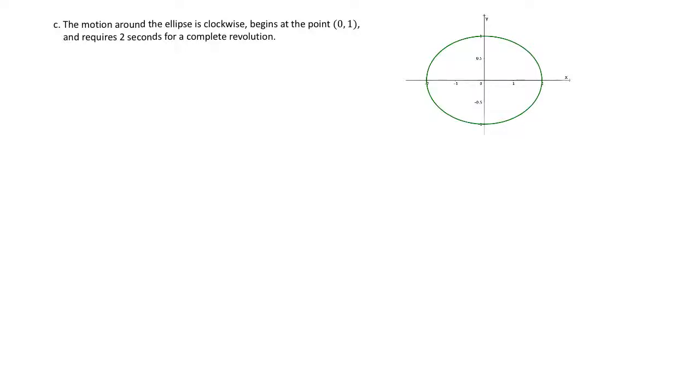So let me highlight the important components here so that I remember what I need to satisfy. The motion has to be clockwise, something different here. The beginning must be at (0, 1), again different. And the period must be 2 seconds. So 2 seconds for a complete revolution. That's also different.